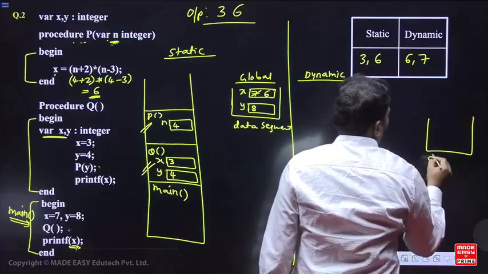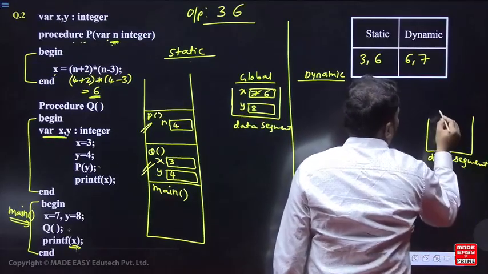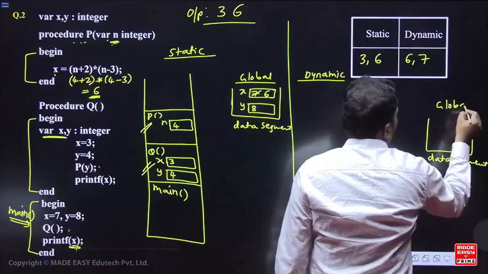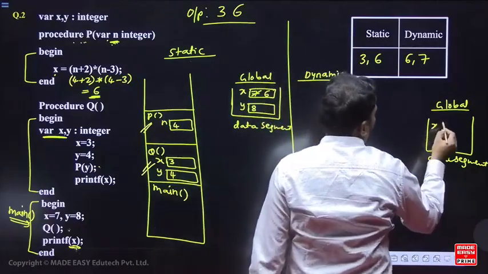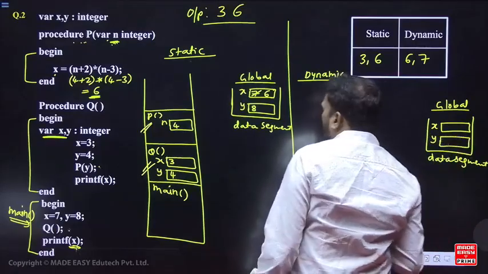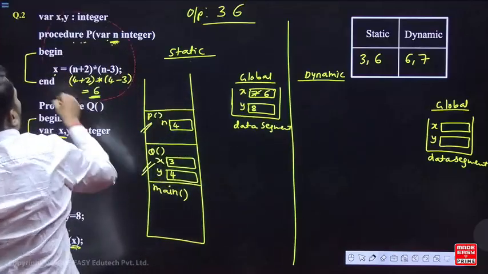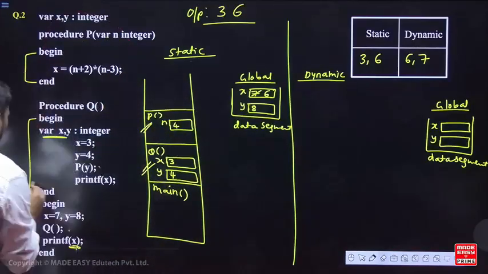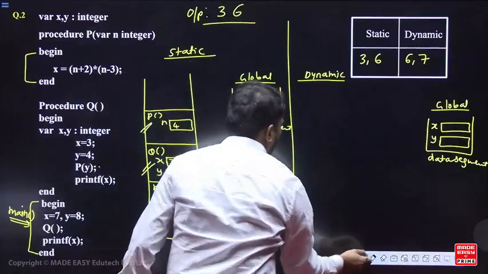Now memory is allocated. At compile time, memory is allocated for global variables and static variables. So here you don't have any static variable, only global variables: variable x and variable y. Okay, I am solving the problem once again, with the dynamic scoping.